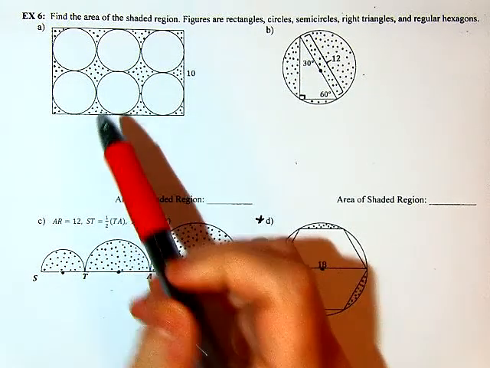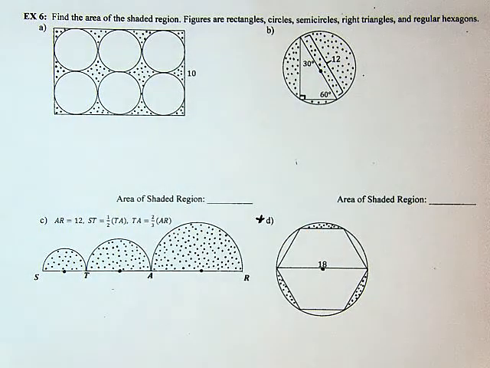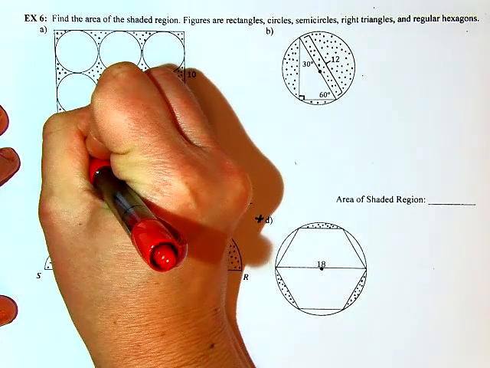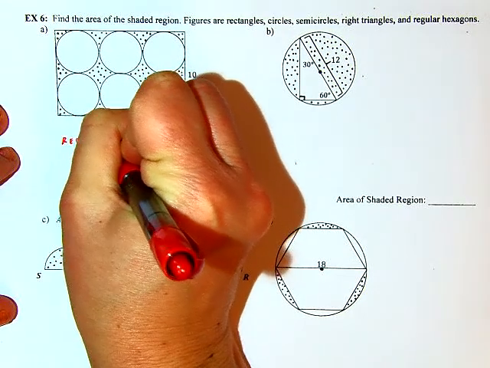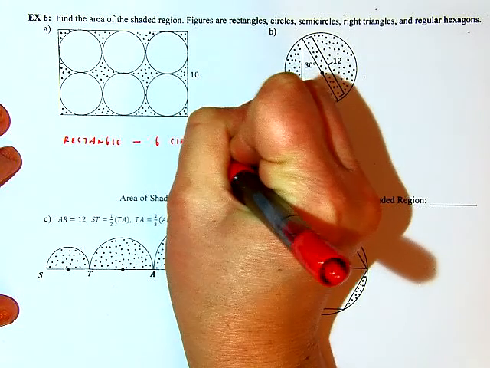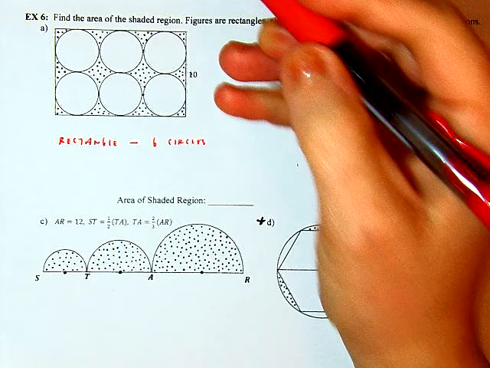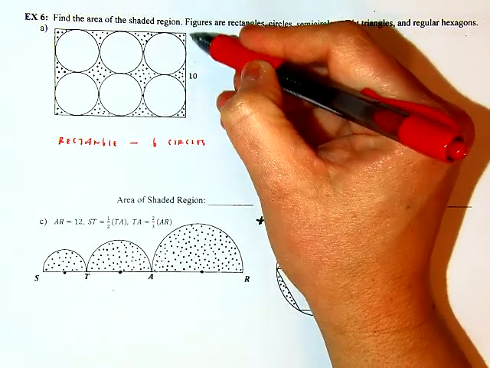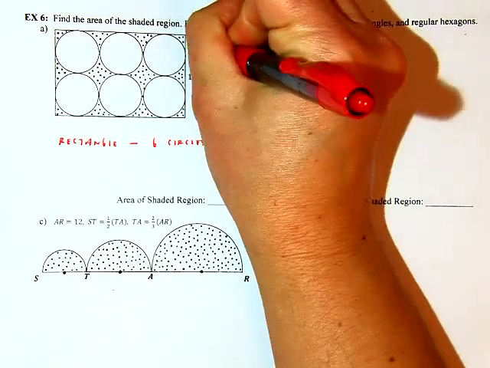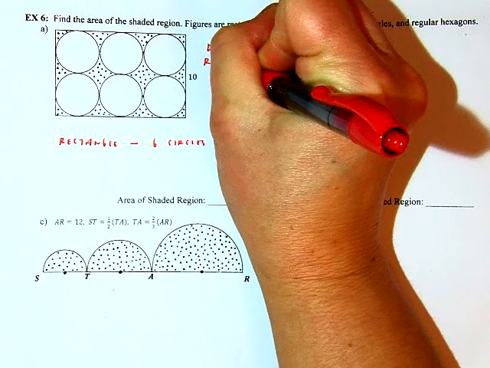So when I look at A, I can say, okay, well, this is a rectangle with 6 circles that are being removed. So if I make a little plan down here, I can say, okay, well, I've got to find the area of the rectangle and then take away those 6 circles. All right, what information do we have? Well, we have that this whole side here is 10. So then that tells me that since there's 2 circles here, that my diameter would be 5, which means that a radius would be half of that, 2.5.